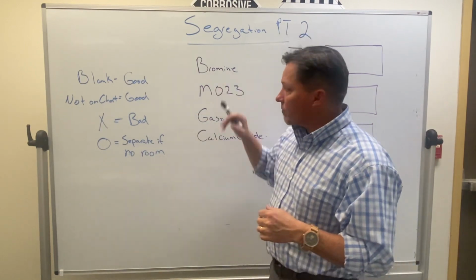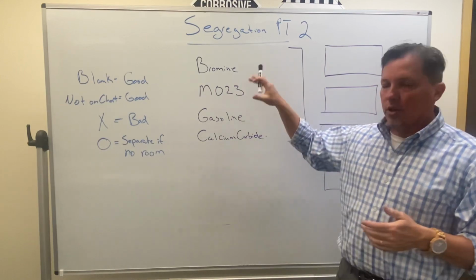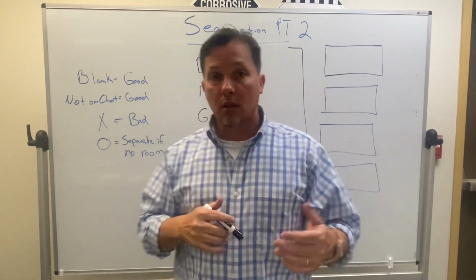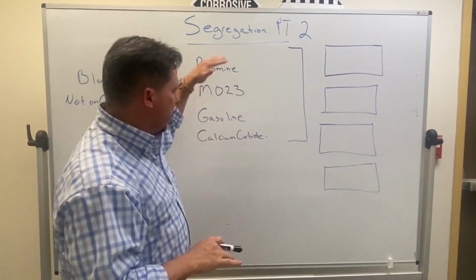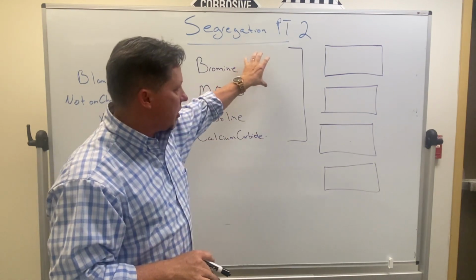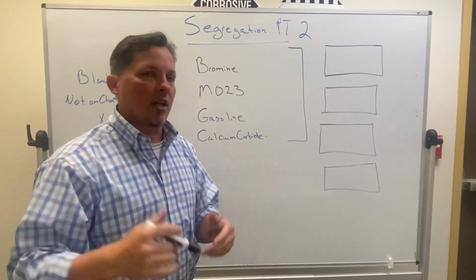So here, we're going to segregate this shipment, right? We're going to do what we did in part one of the video. We're going to look this stuff up. So we look up bromine, and I would encourage you to pause it right here. Look these items up for yourself, and then compare the data that I give to what you find. Find what you need to know to segregate them.